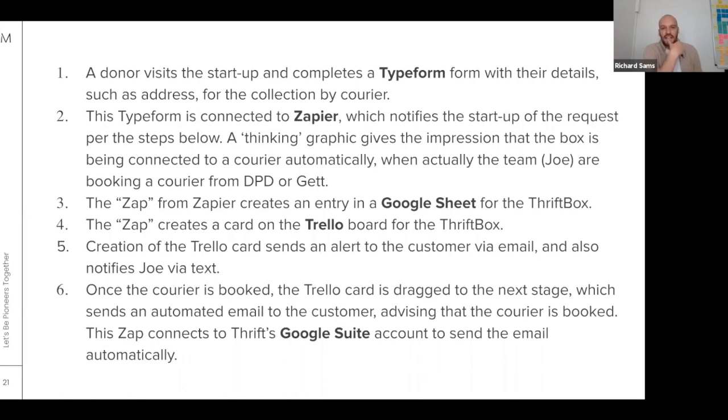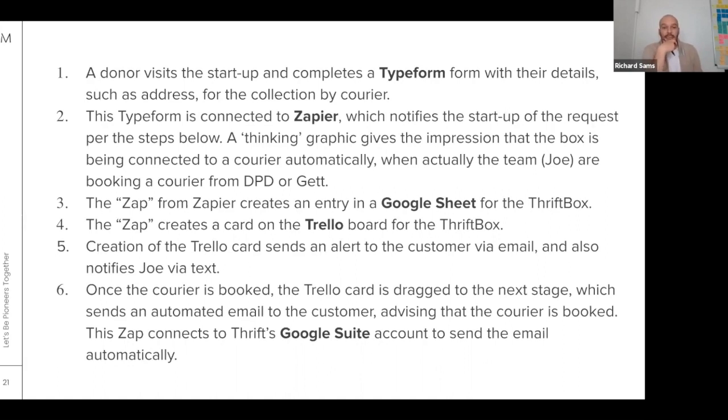So the creation creates a Trello card and alerts the customer via email and also notifies Joe by text. So Joe's going, great, got an order, here we go. And the customer has received a message saying, thank you very much for the order. Once the courier is booked, so Joe's done that manually, the Trello card is dragged to the next stage, which sends an automatic email to the customer advising them that the courier is booked. So Joe's gone, right, I've done this, been on the phone to PDB, we know when we're doing it, move it across on the Trello board. That sends an email directly out to the customer advising that it's been booked.